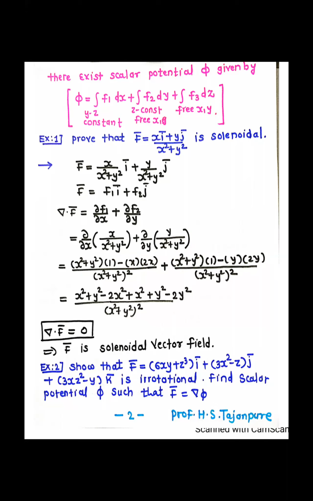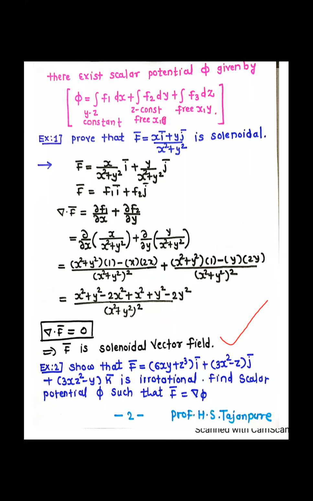Now just simply add these. Take the common denominator x square plus y square bracket square. Add the corresponding numerators: x square plus y square minus 2x square plus x square plus y square minus 2y square. So all the terms get cancelled here: x square plus x square with minus 2x square, and y square plus y square minus 2y square cancel. In this way, del dot f bar equals 0, and hence f bar is a solenoidal vector field. So this proves the result that the given vector field f bar is solenoidal.